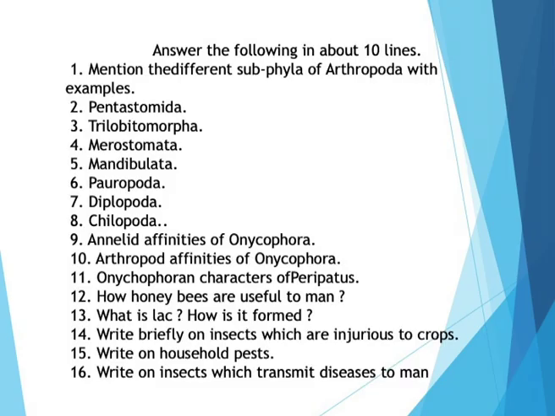So we can mention why honeybees are called the producers of honey, how many kinds of bees are present in a beehive, how man collects the honey from these beehives, etc. Then, what is lac? How is it formed? Also write briefly on insects which are injurious to crops. Write on household pests. Write on insects which transmit diseases to man.